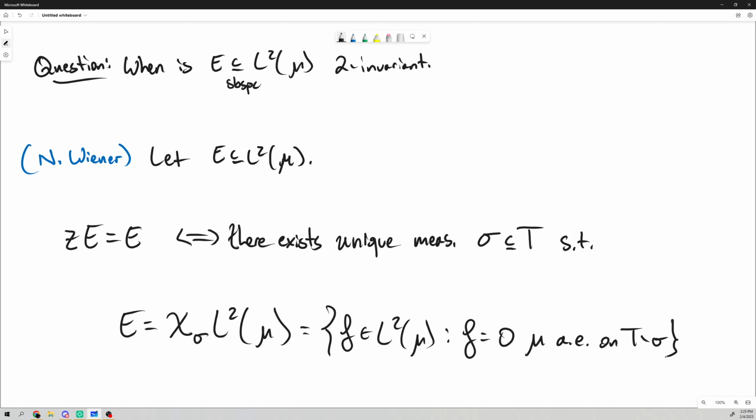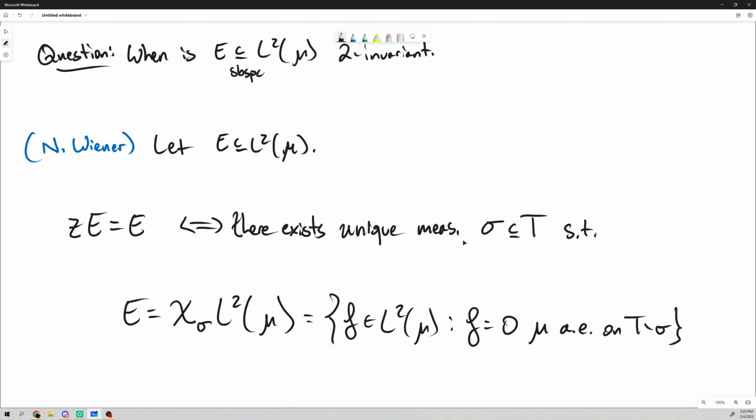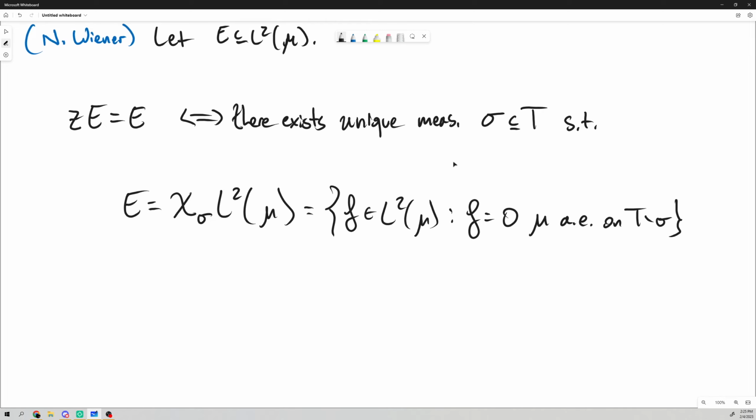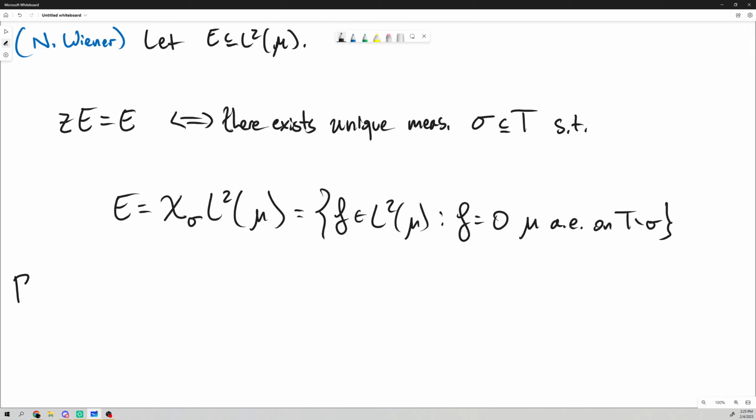Okay. So we have this. This is actually quite simple for characterization of double invariance. We need to find a unique measurable subset such that E is equal to the characteristic function of that set applied to L2. Okay, and the proof is not too bad, so we're going to go ahead and walk through it since we're talking about this anyway. So let's go over the proof. Let me pull up my notes. Okie dokie.